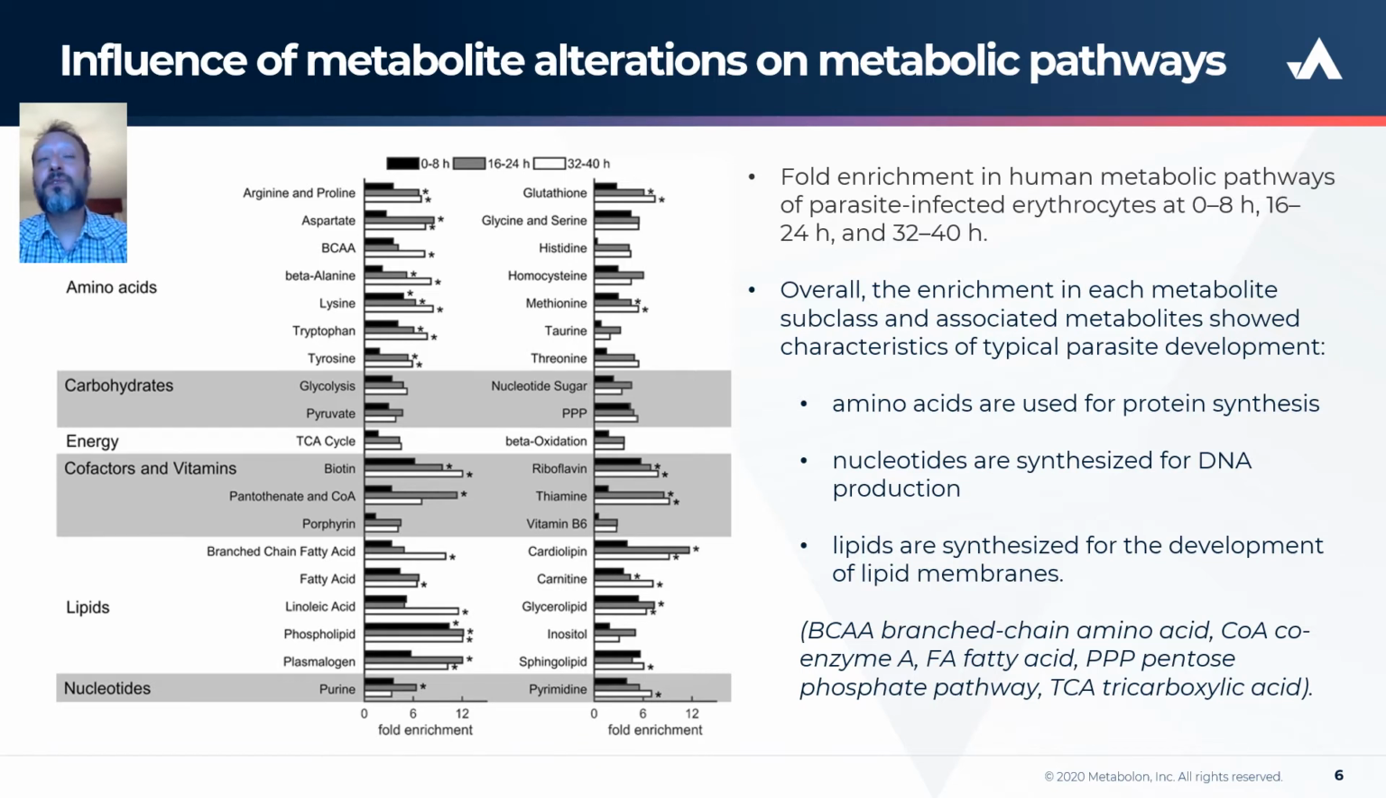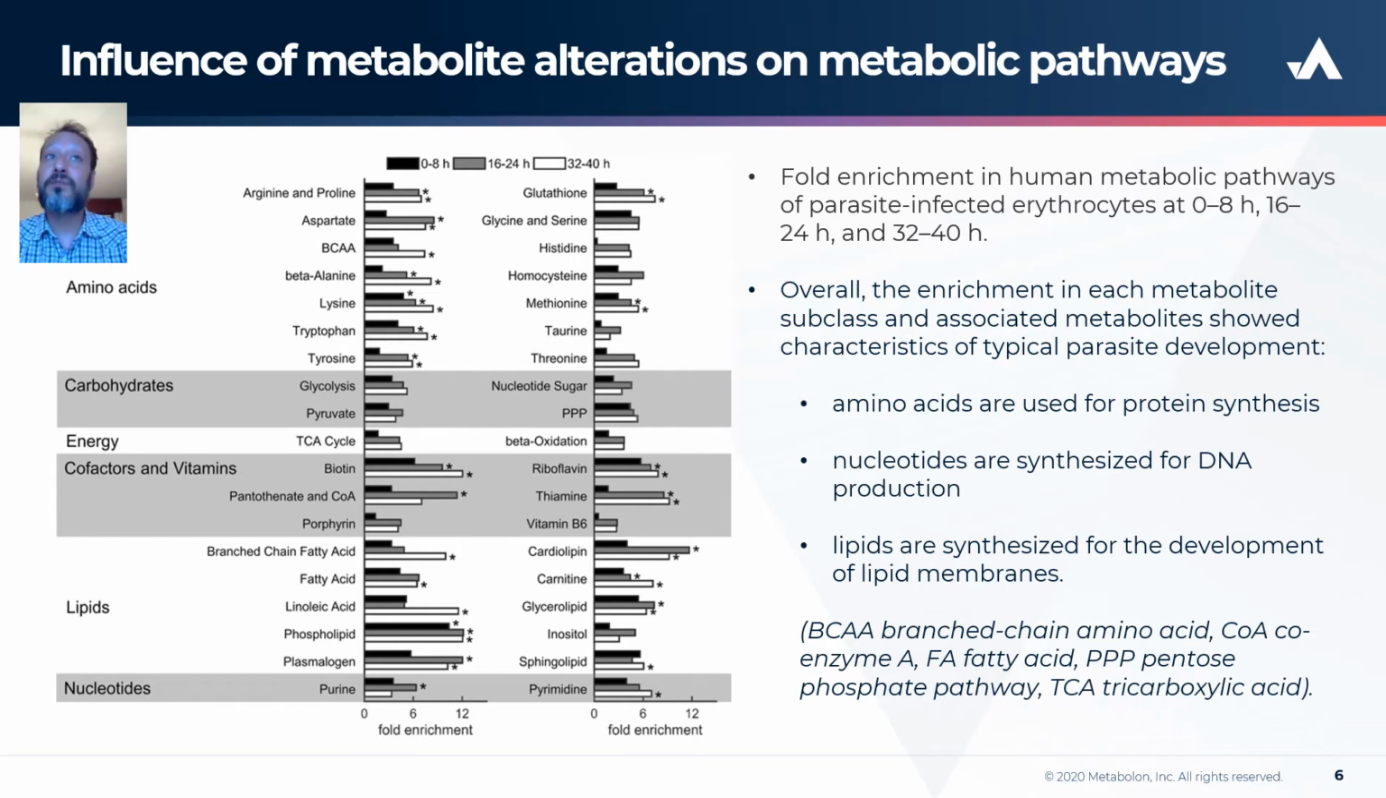Within the lipid class, phospholipid metabolism was significantly enriched, more than 10-fold at all examined time points. This enrichment was associated with metabolites involved in the synthesis of phosphatidylcholine and phosphatidylethanolamine, which together constitute about 75 to 80% of phospholipids in the parasites. The enrichment in linoleic acid metabolism was associated with an increased abundance of polyunsaturated fatty acids. Now, all of these metabolites showed increased abundance in the infected red blood cell cultures relative to the uninfected red blood cell cultures.